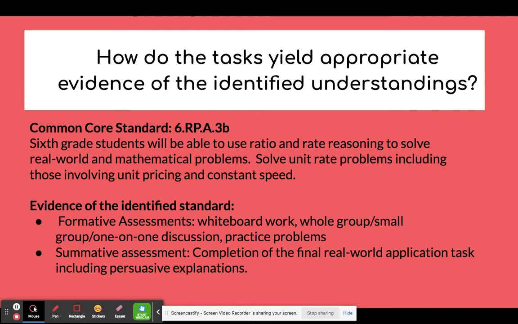I always try to have them do a few practice problems. I don't like them to do a lot. So the practice problems just help me see that they can translate what we're doing in whole group and small group into their independent practice.